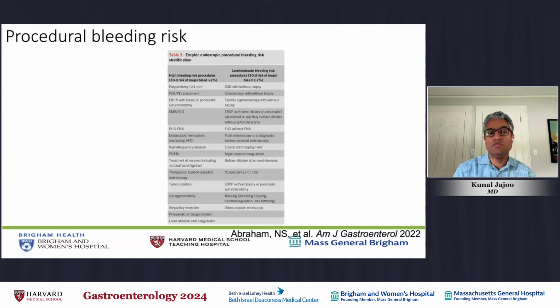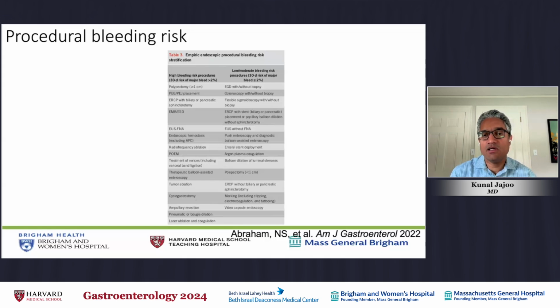When we think about procedural bleeding risk, we can categorize our procedures into high-risk bleeding, those in which a 30-day risk of a major bleed is greater than 2%, versus low or moderate-risk bleeding, those less than 2%. And many of these are quite obvious, the high-risk bleeding including PEG placement, ERCP with sphincterotomy, endoscopic mucosal resection or endoscopic submucosal dissection, all in the high-risk category and not very controversial there.